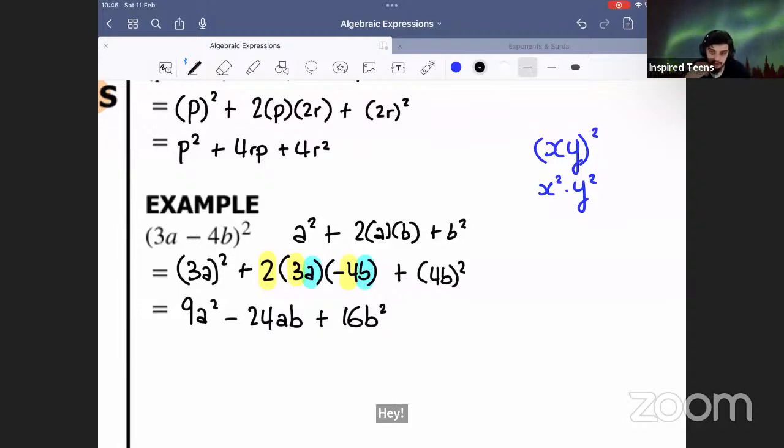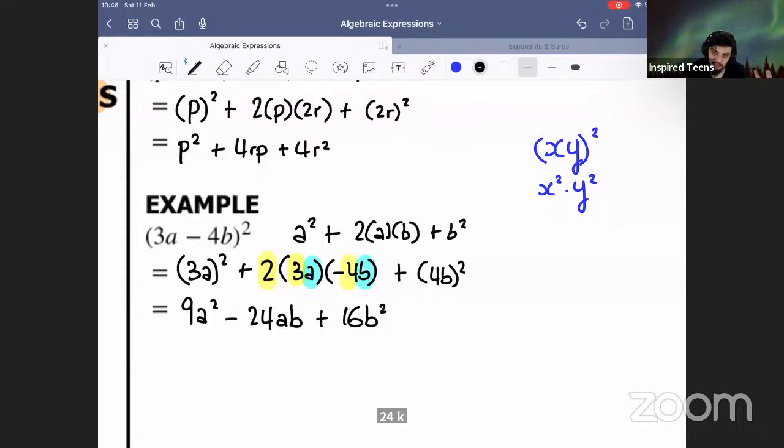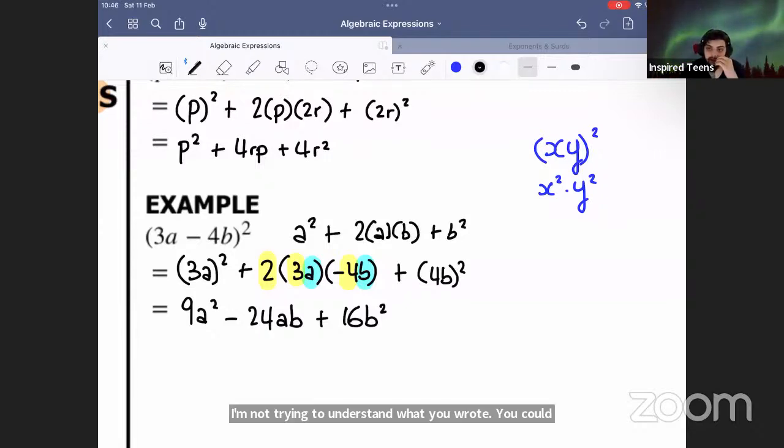Okay, you guys are correct. I see where you're coming from. I'll explain it in a second. Negative 24. I'm not sure I understand what you wrote. You could just say first times first, 2 times first times last, last times last, an easy way to remember it.